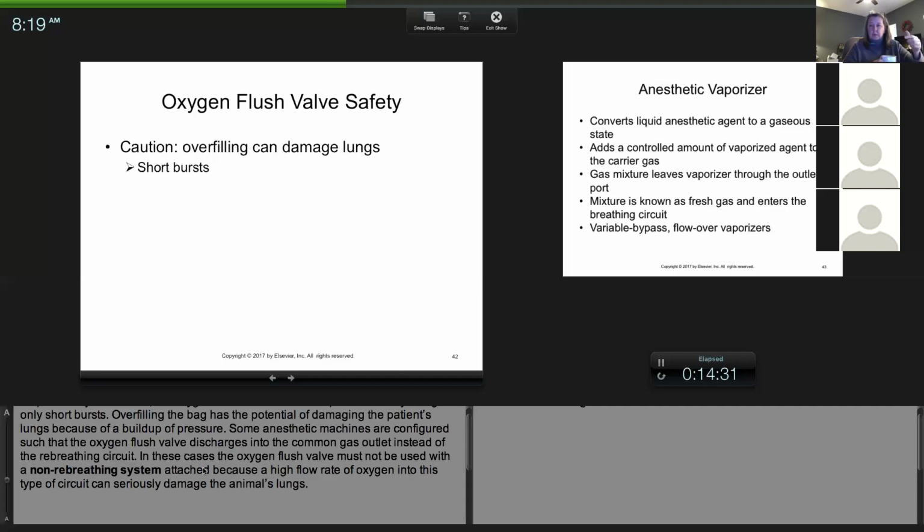So some machines, when you hook up a non-rebreathing, you can't use the flush valve because of the way it's hooked up. But I've seen some different machines, because, you know, all machines are different a little bit. I mean, they have all the same parts. There's just a little bit different design. Some machines, you can use the non-rebreathing system or the flush valve with a non-rebreather.